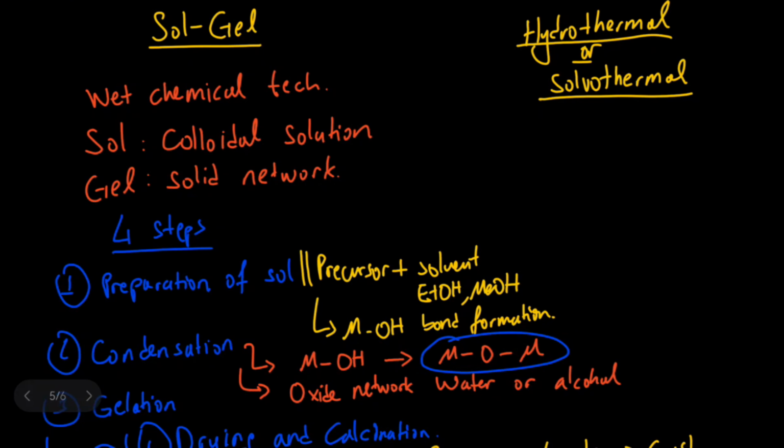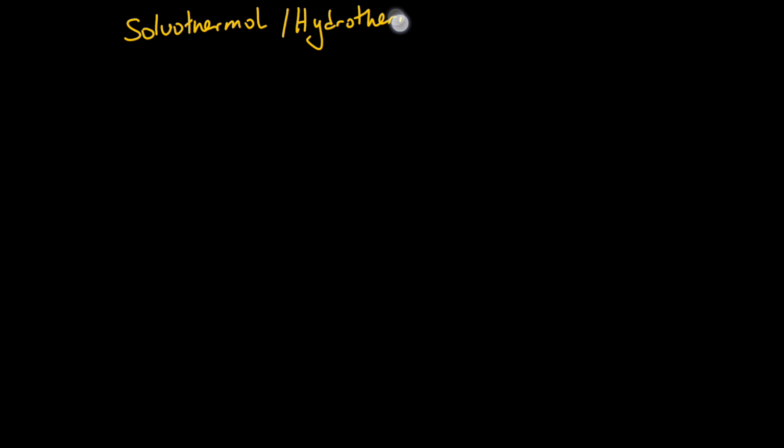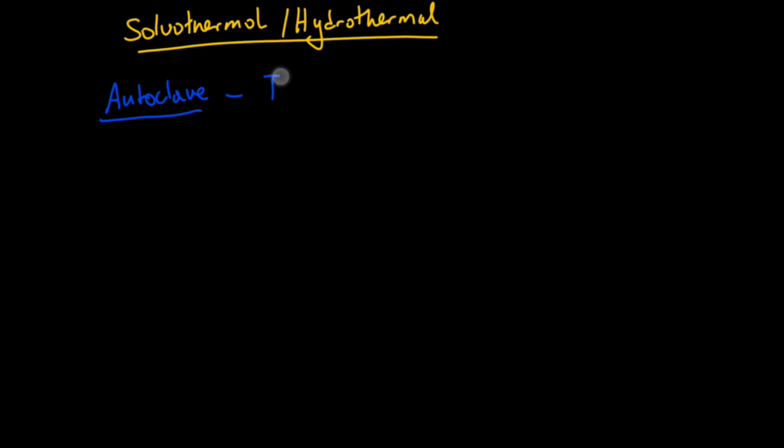I want to talk about hydrothermal or solvothermal synthesis. Hydrothermal or solvothermal synthesis reaction occurs in a sealed autoclave under high temperature and pressure. So what is an autoclave? We use an autoclave, and these are generally Teflon-lined autoclaves.